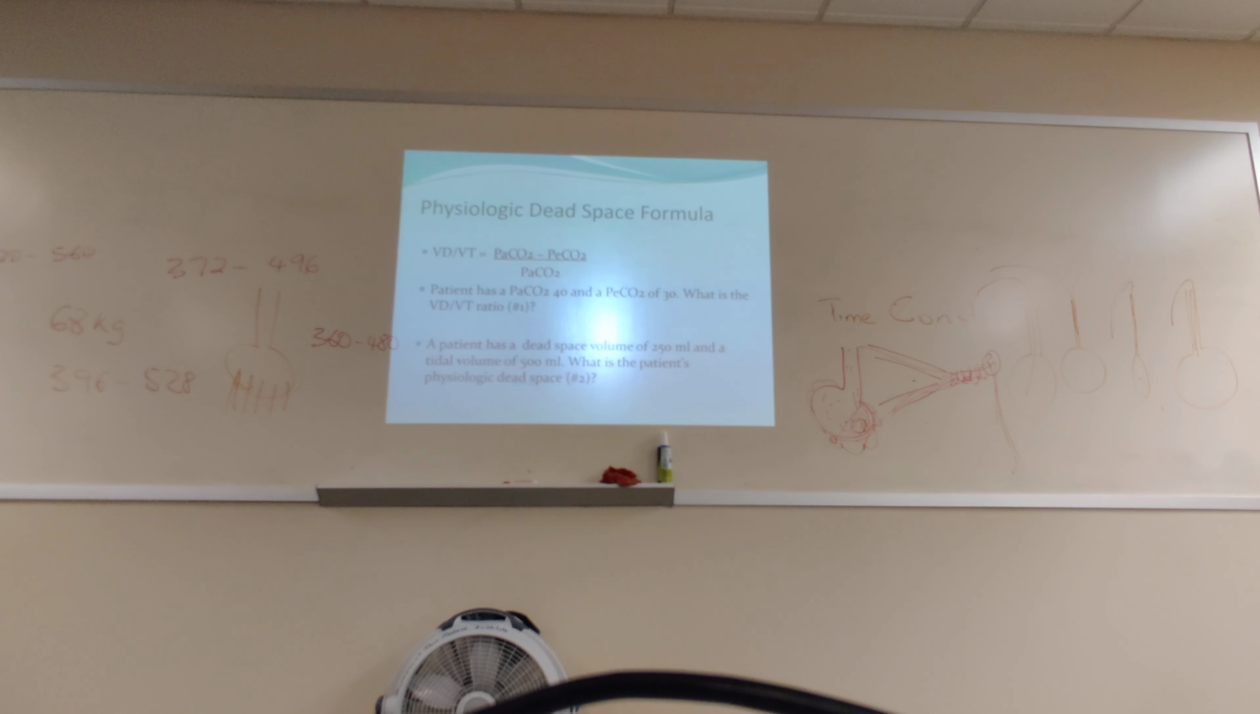Here is the formula here. PaCO2 minus PeCO2 over PaCO2. It says a patient has a PaCO2 of 40 and an exhaled CO2 of 30. What is the VD/VT ratio?